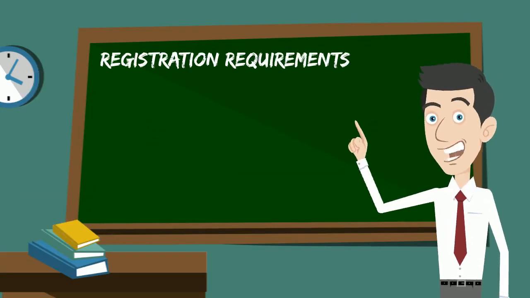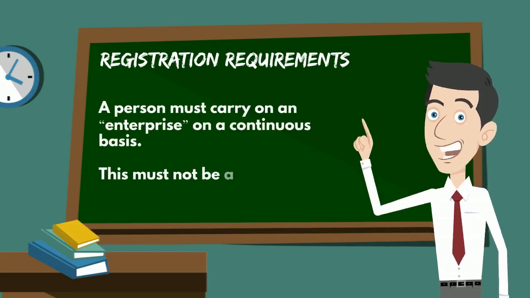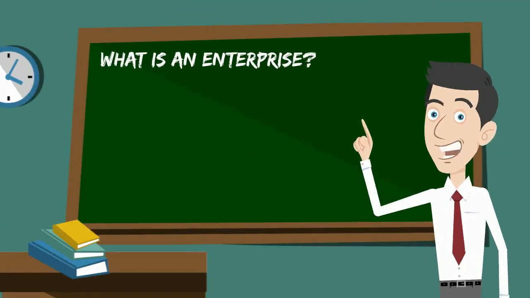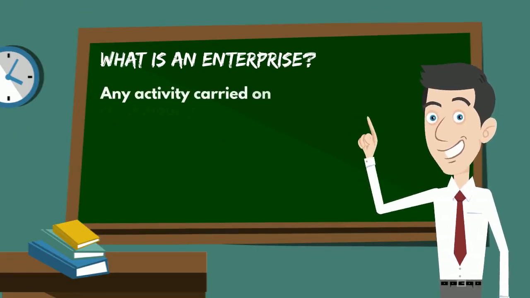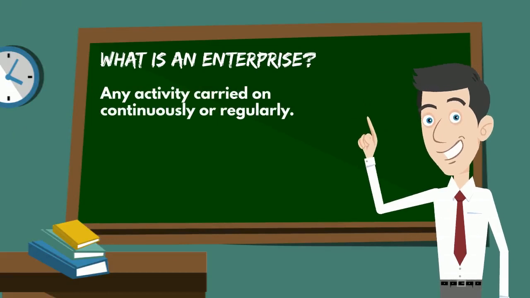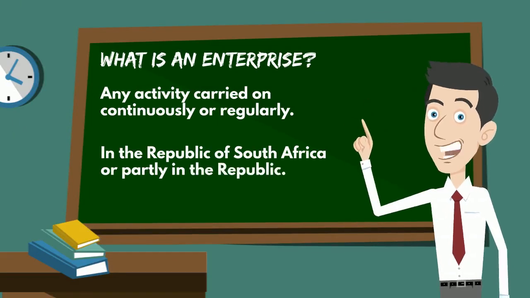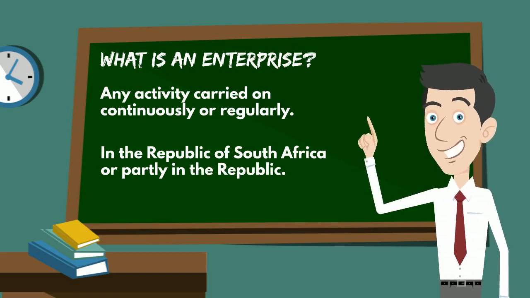Registration requirements. A person must carry on an enterprise on a continuous basis. Please note, this must not be a hobby or once-off transaction. Let's define an enterprise. An enterprise is any activity carried on continuously or regularly in the Republic of South Africa or partly in the Republic. For example, having a permanent stand that sells chocolate on a continuous basis and not once off.